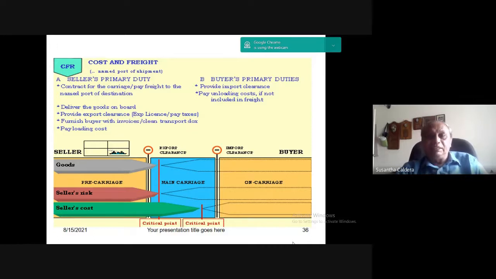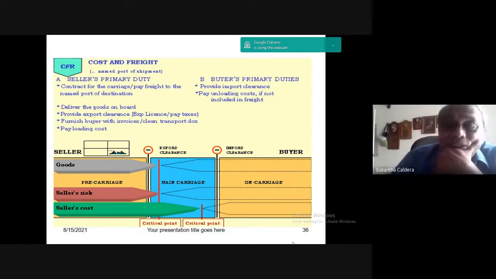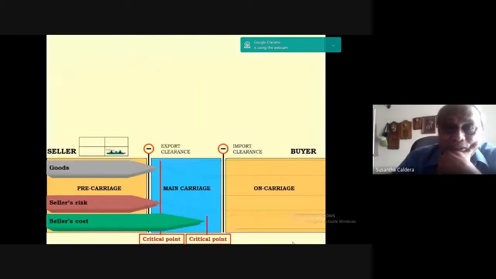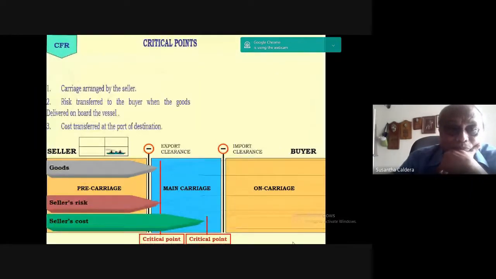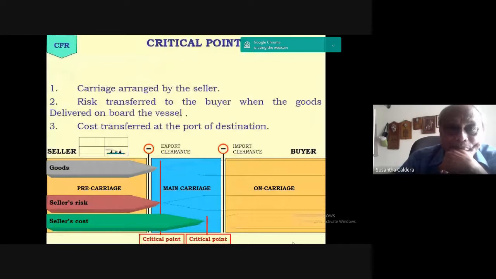Otherwise, everything is the same. Then the buyer's duty is to provide import clearance and unloading. And who has to arrange the insurance? Whether buyer or seller? Buyer. The buyer has to arrange the insurance, right?